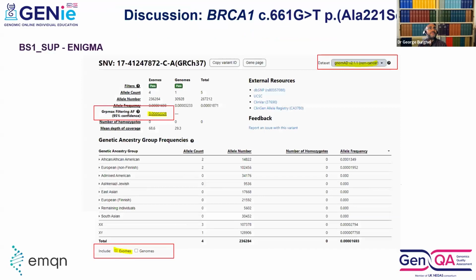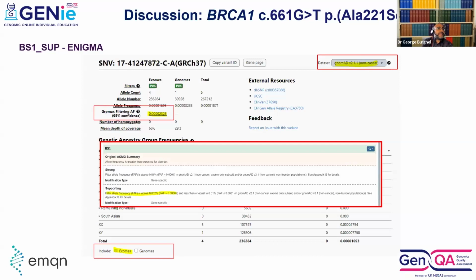Next slide, please. So if we walk through the evidence used if you're following the ENIGMA guidelines, in terms of BS1 supporting, it meets the filtering allele frequency, which the ClinGen guidance restricts you to gnomAD version 2.1 non-cancer exomes only. Next slide, please.